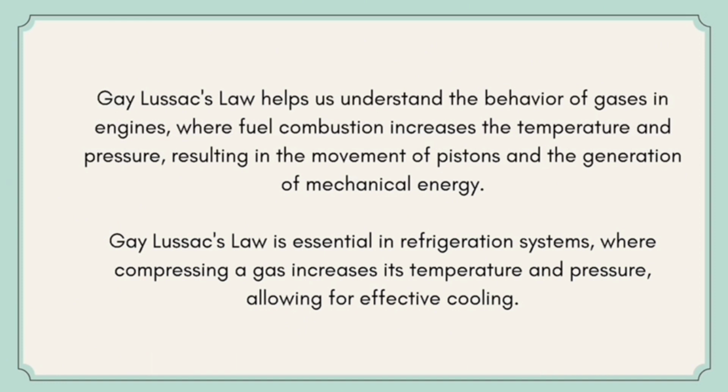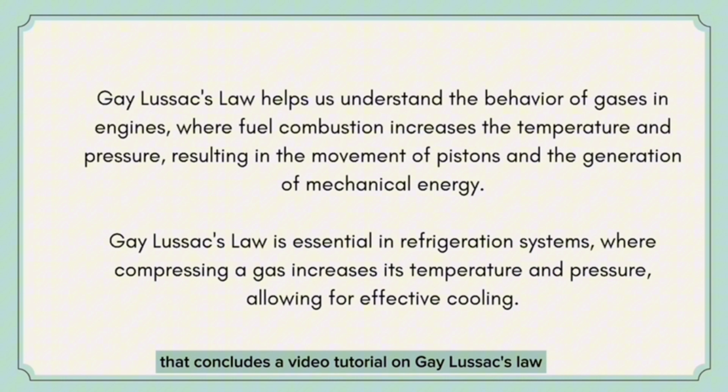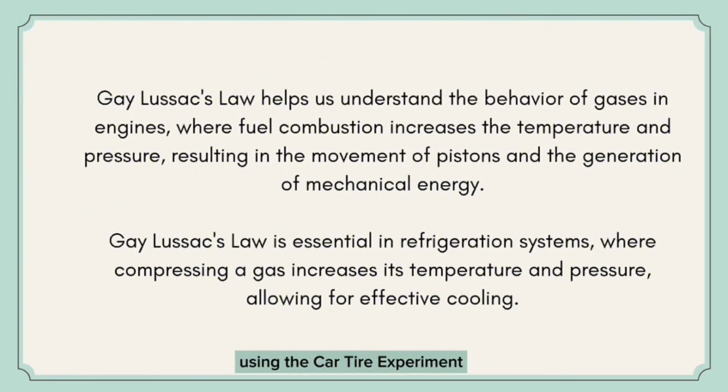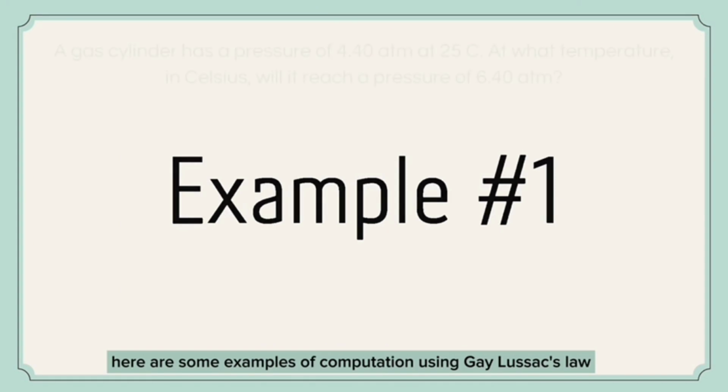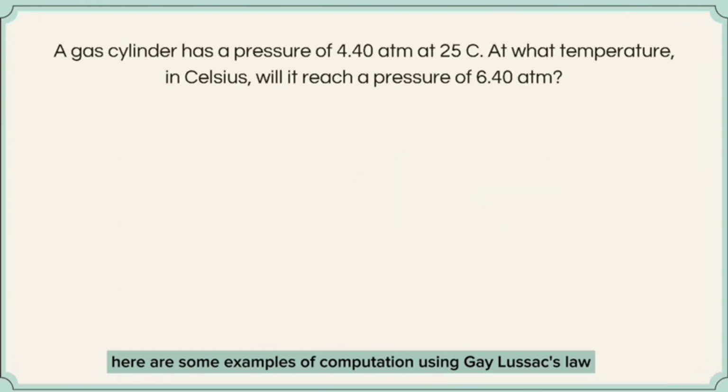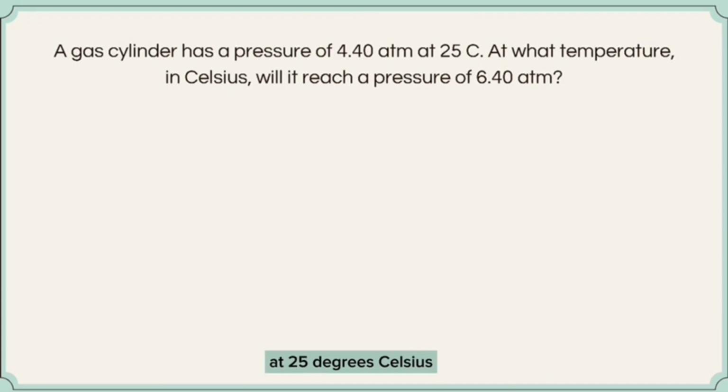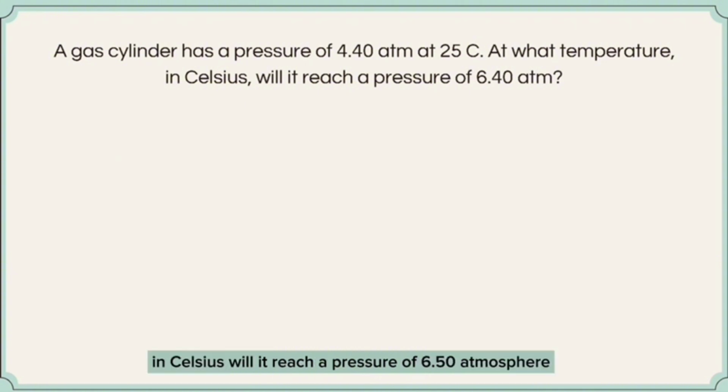cooling. That concludes our video tutorial on Gay-Lussac's law using the car tire experiment. Here are some examples of computation using Gay-Lussac's law. A cylinder of gas has a pressure of 5.40 atmosphere at 25 degrees Celsius. At what temperature in Celsius will it reach a pressure of 6.50 atmosphere?